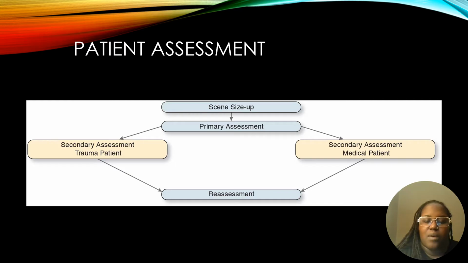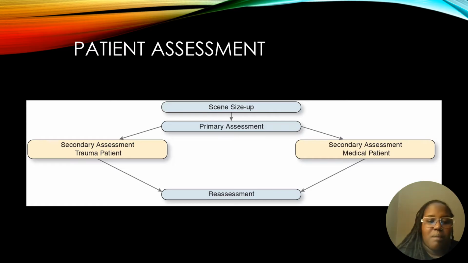There's multiple things that we want to take into consideration whenever we're doing our scene size up to make sure that everything's safe for us, making sure we have the right PPE on, making sure that we are conscious of any hazards that's on the scene, make sure that we have the right resources, things of that nature. Next, we're going to go into the primary assessment where we're going to be assessing for any type of life threats that our patient may have and treating those immediately.